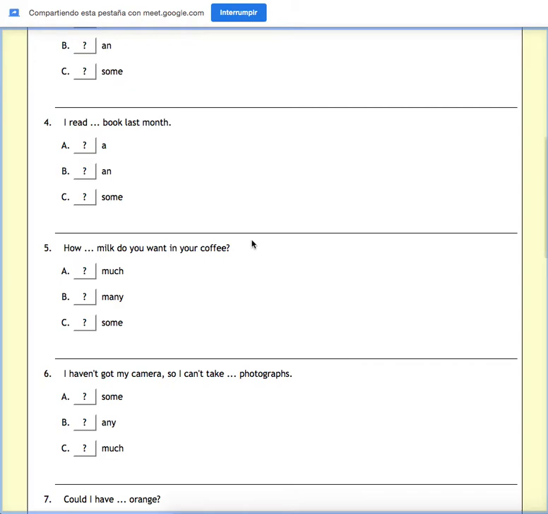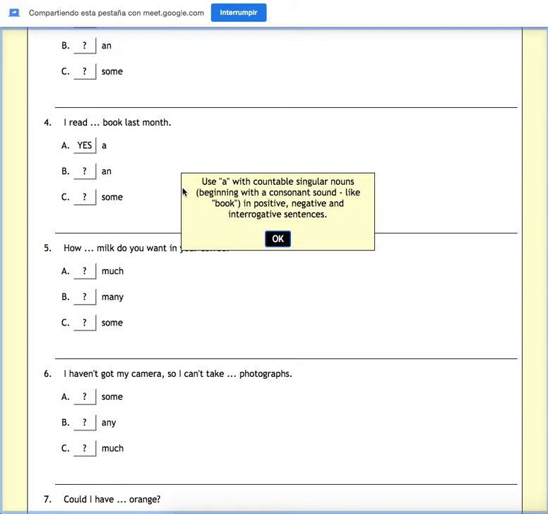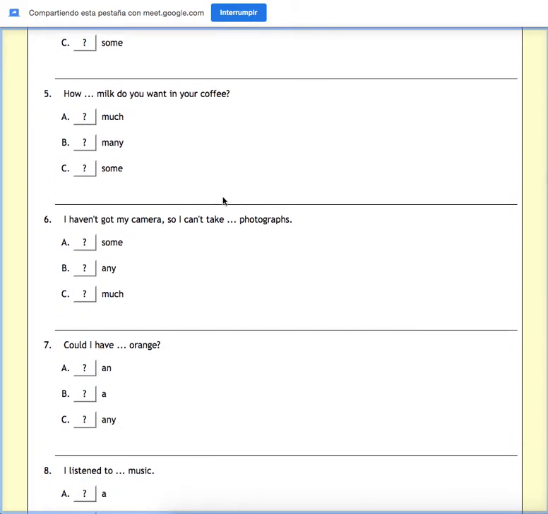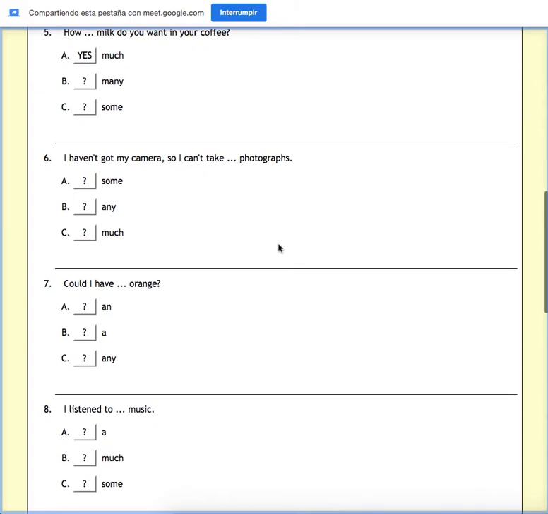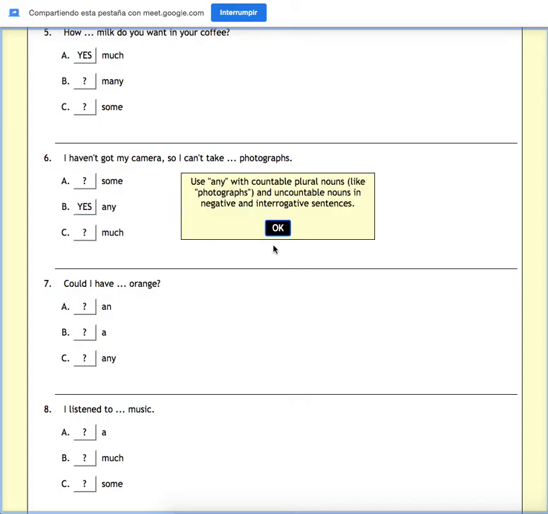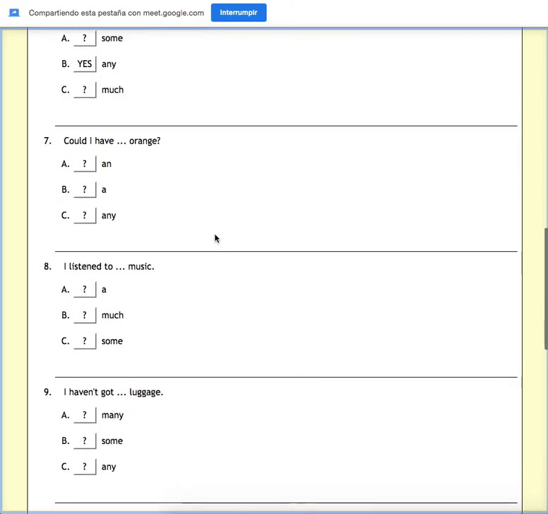The next one. I read book last month. The next one. How milk do you want in your coffee? Tell me, Nico. Much milk. Very good, Nico. Perfect. Let's continue with the next one. I haven't got my camera, so I can take photographs. Any? Let's check. Very good. Any with countable plural nouns and in negative. Very good.